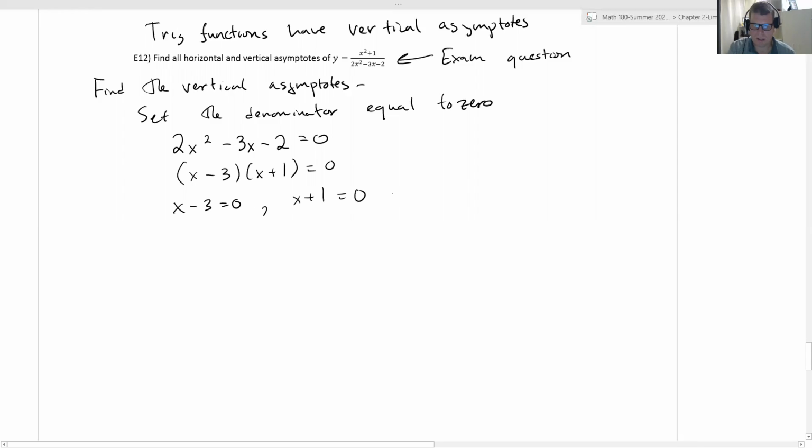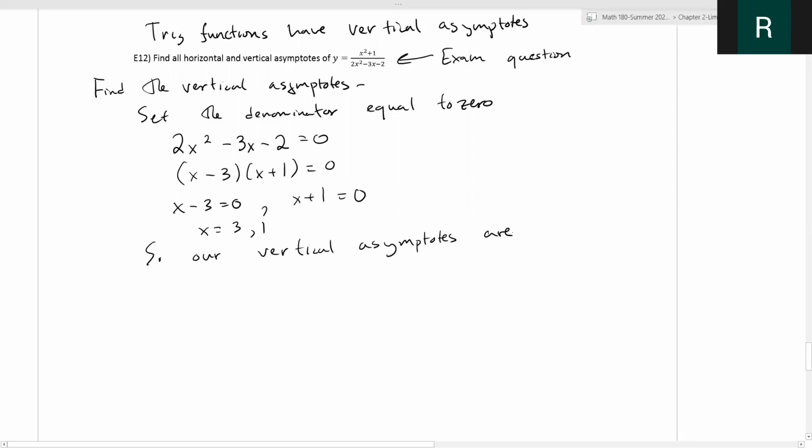So x equals 3 and negative 1. So our vertical asymptotes are where? What are our vertical asymptotes, Rashi? Is it 3 and negative 1? 3 and negative 1. You're absolutely right.